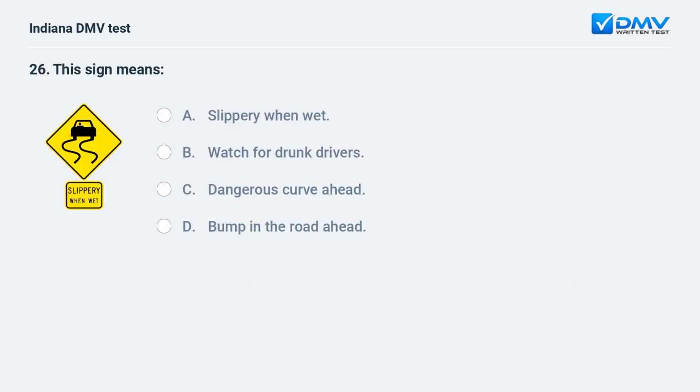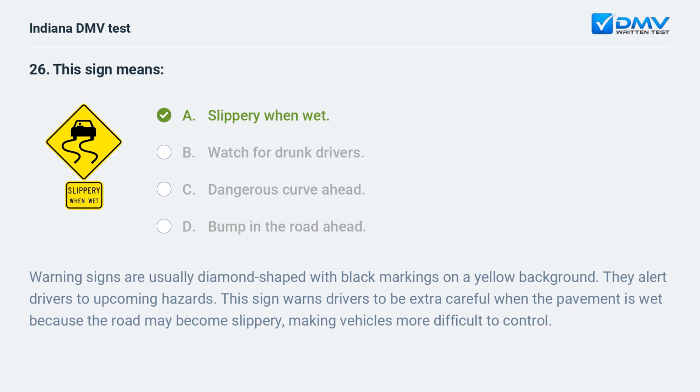This sign means A. Slippery when wet. B. Watch for drunk drivers. C. Dangerous curve ahead. D. Bump in the road ahead. A. Slippery when wet. Warning signs are usually diamond-shaped with black markings on a yellow background. They alert drivers to upcoming hazards. This sign warns drivers to be extra careful when the pavement is wet because the road may become slippery, making vehicles more difficult to control.